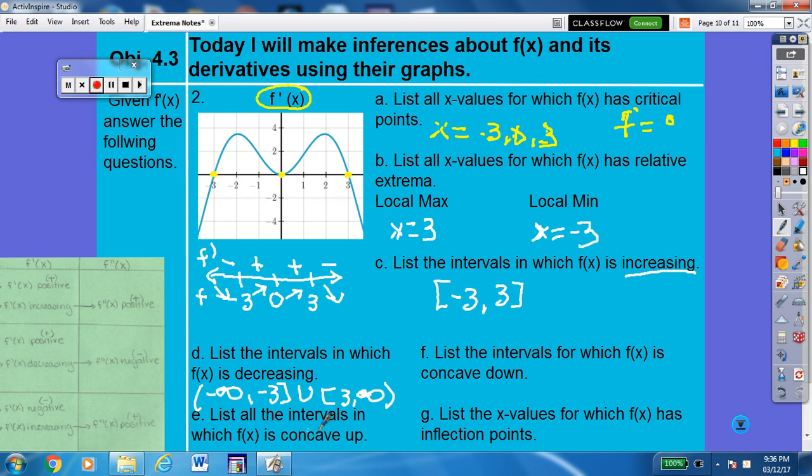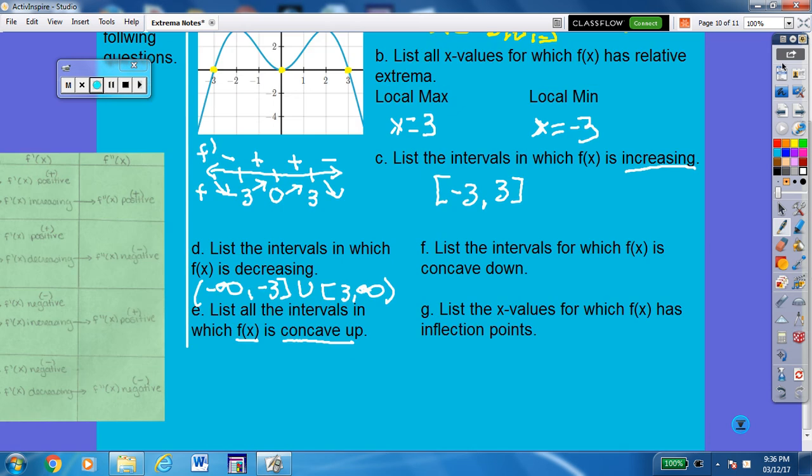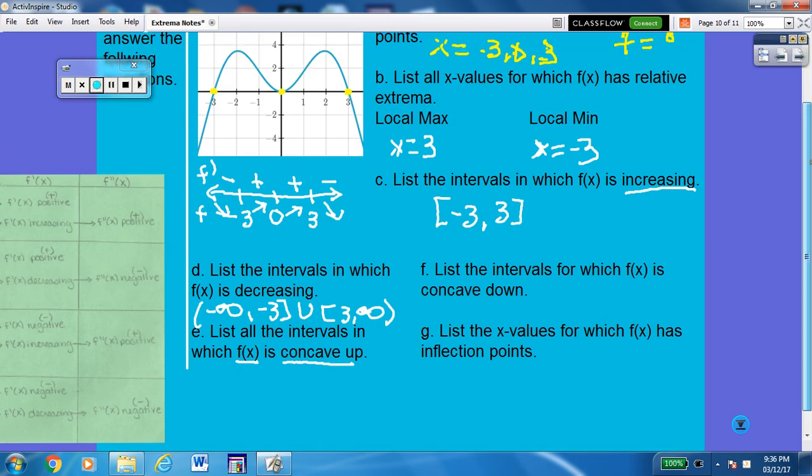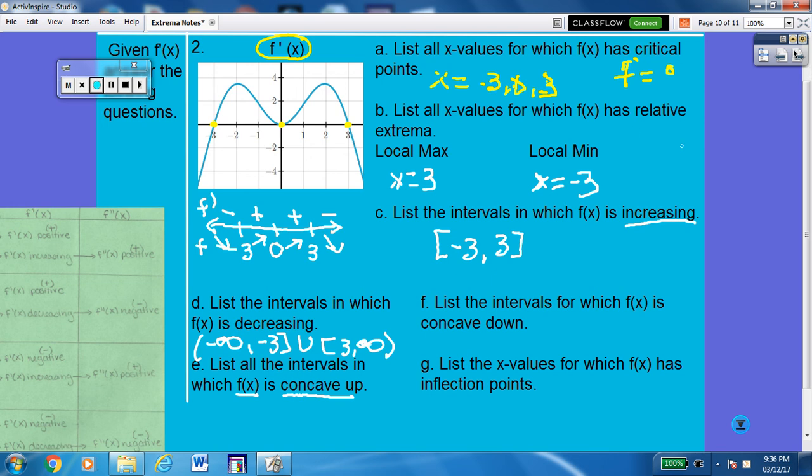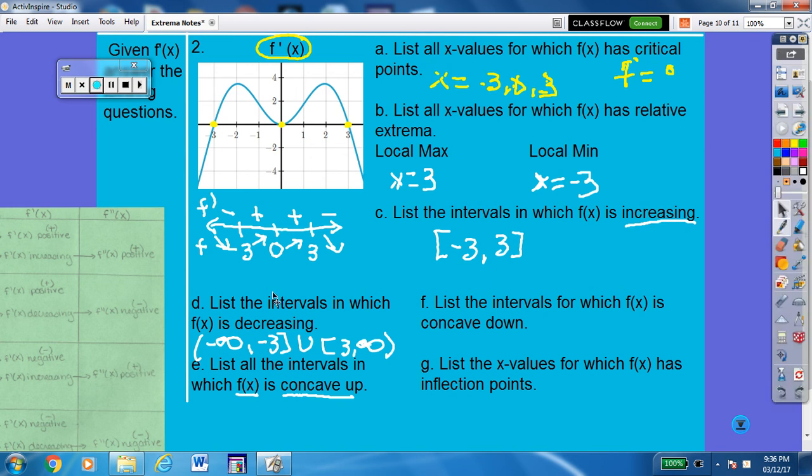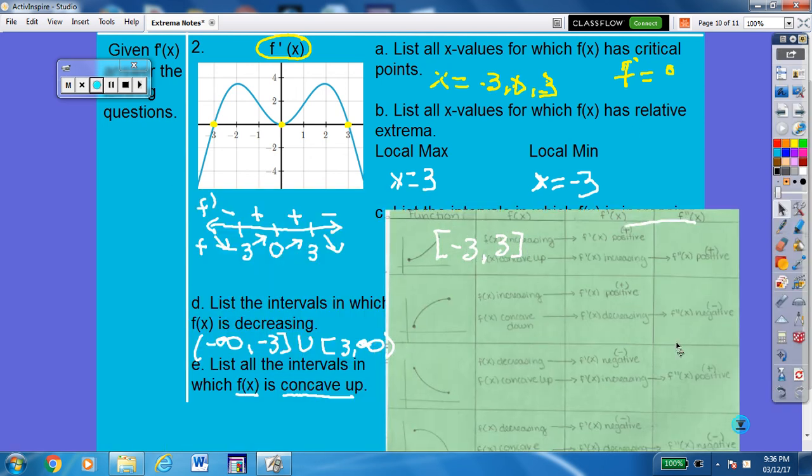Next question, list all the intervals in which f of x is concave up. Again, f of x is concave up. You are not given f of x, you're given f prime of x. So what does that mean? Well, let me scoot down a little here, set this up. What I want you to see is in class we made this chart, so let me bring it back up.